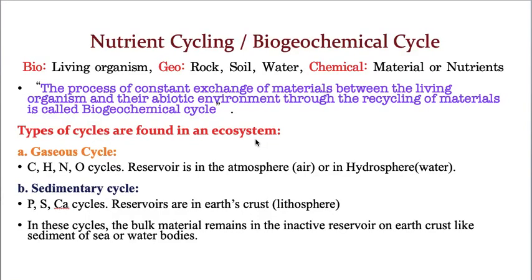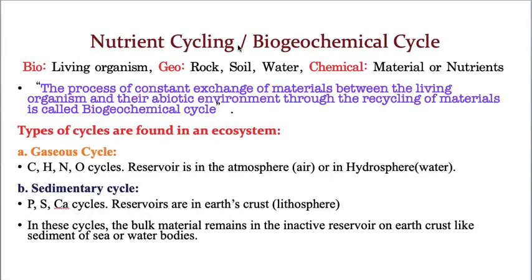Hi students, in the previous classes I explained about functions of ecosystem. In that I completed productivity and decomposition. Today also I am going to explain one more function of ecosystem, that is nutrient cycling, also called the biogeochemical cycle. Let us first understand the meaning of this biogeochemical cycle or nutrient cycle.